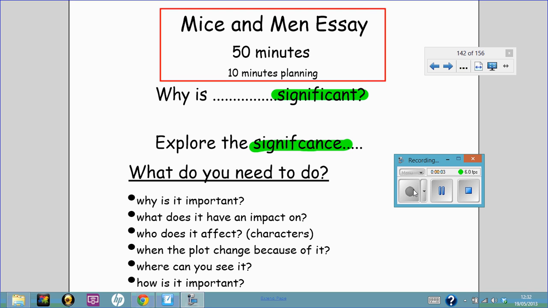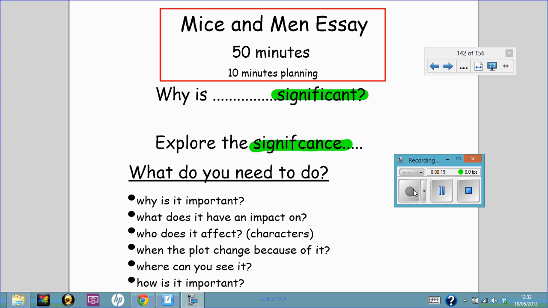The Mice and Men essay question in the lit paper should take you 50 minutes to complete. It's a good idea to start with this question and get it out of the way. You should spend 50 minutes on the whole question, but 10 minutes of that time should be spent planning.